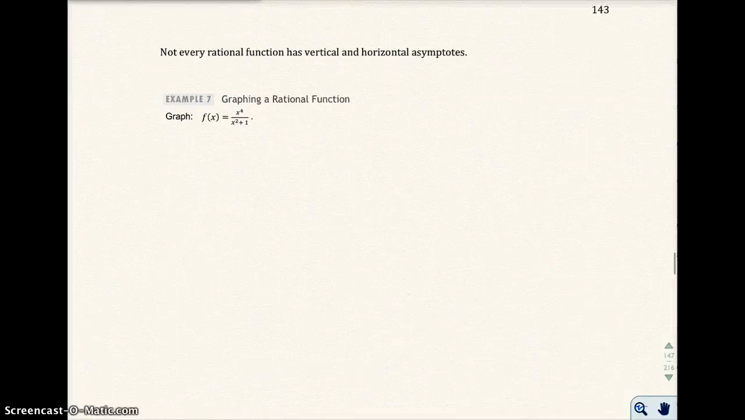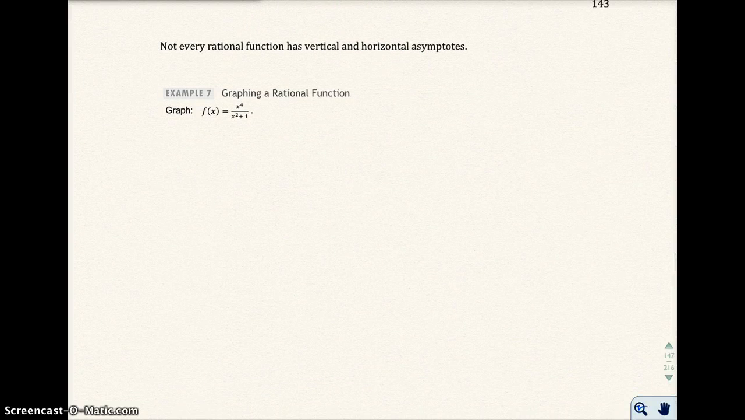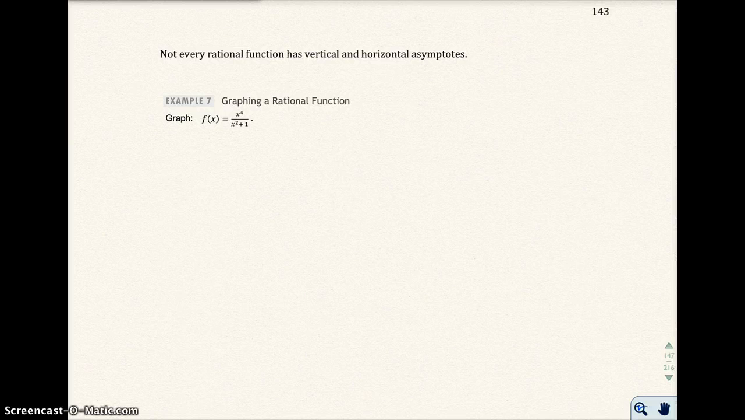Okay, so not every rational function has a vertical and horizontal asymptote. We've had that happen in all the examples previously, and we won't know that until we start working the problem out. Let's go ahead and do example 7. I'm going to do the same step I've done before: I'm going to find symmetry, if I have it.